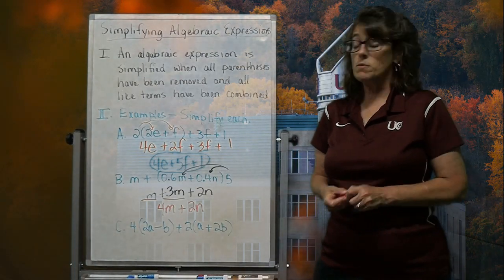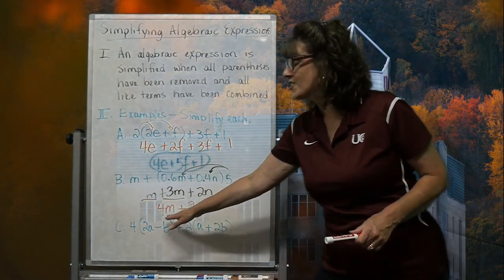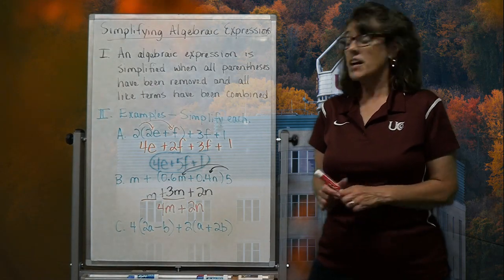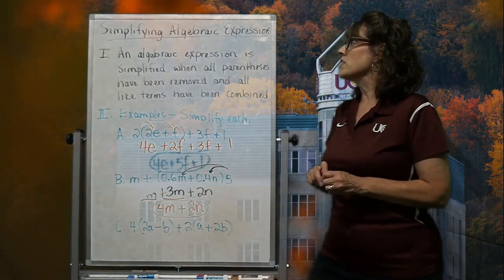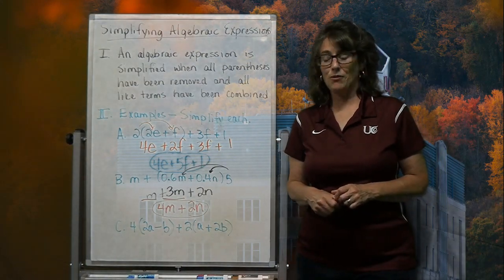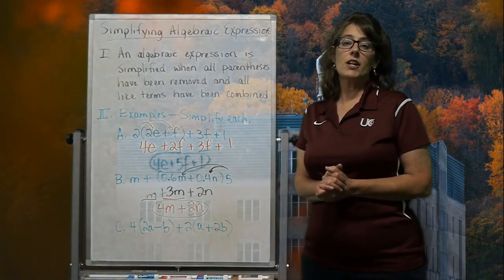Those two are not like terms. These are n's, these are m's. I'm sorry, these are m's and these are n's. There's nothing I can do with them. So I am done. That's as much as I can possibly do. This algebraic expression has now been simplified. And let's take a look at the last one.